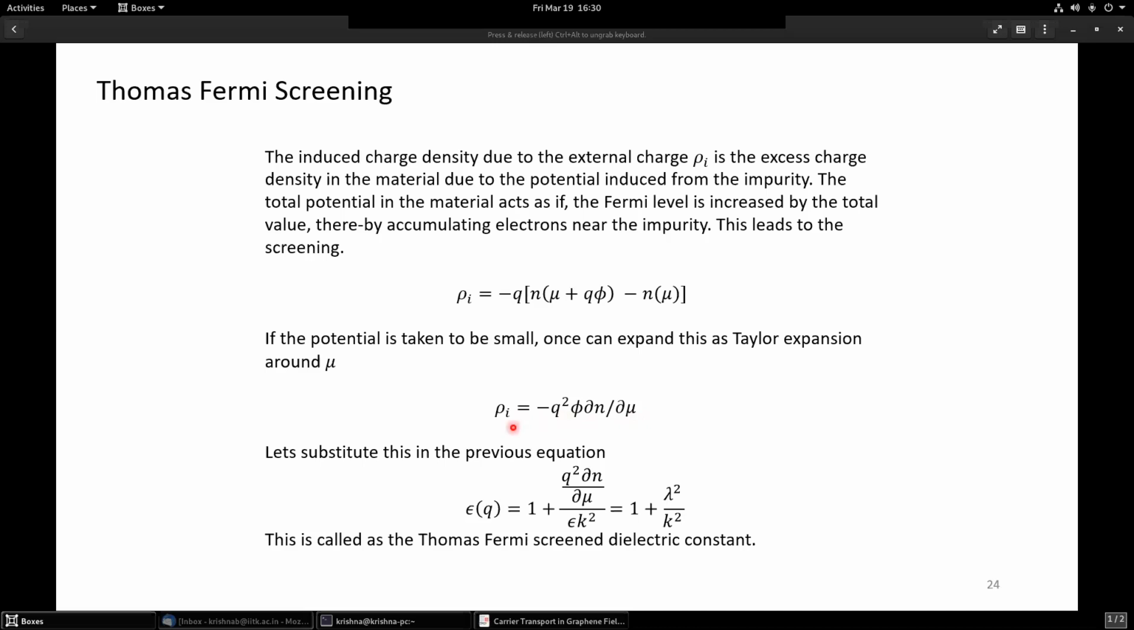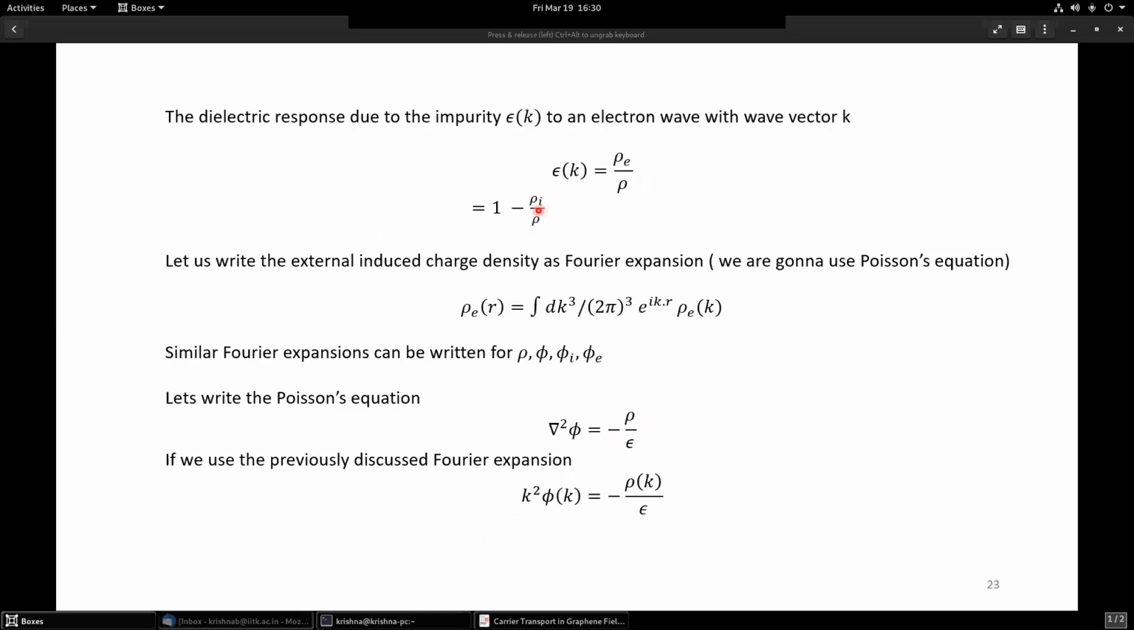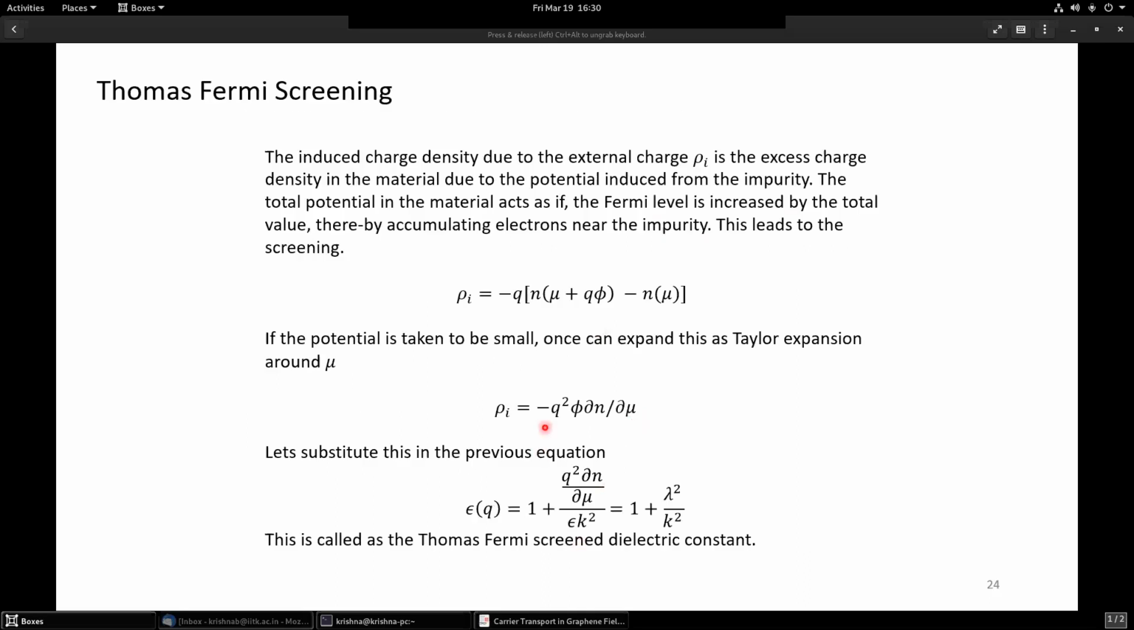Okay, so now that we have rho_I, we can calculate the dielectric response. Epsilon of q is 1 plus, so if you see here, it is 1 minus rho_I by rho. This is once again minus, so you will get 1 plus q times, q is electronic charge, q times ∂n/∂μ by epsilon k square. And if we mark this q square ∂n/∂μ by epsilon as lambda square, which is called the Thomas-Fermi screening constant, lambda, the total dielectric response epsilon k is written as 1 plus lambda square by k square.